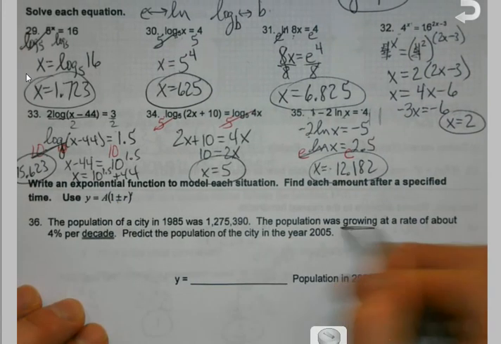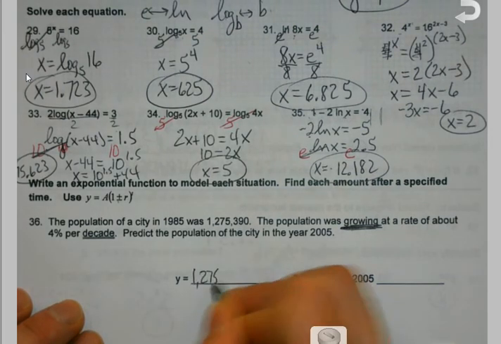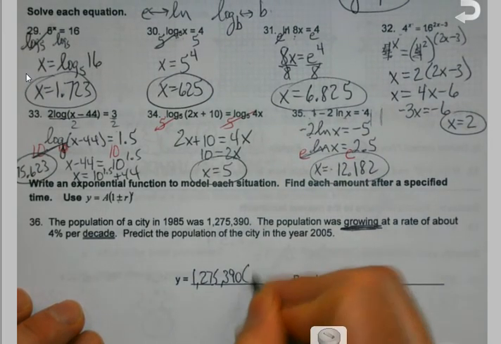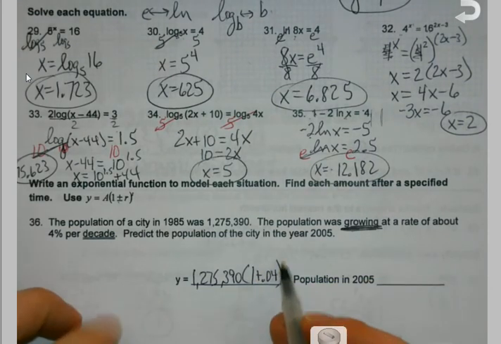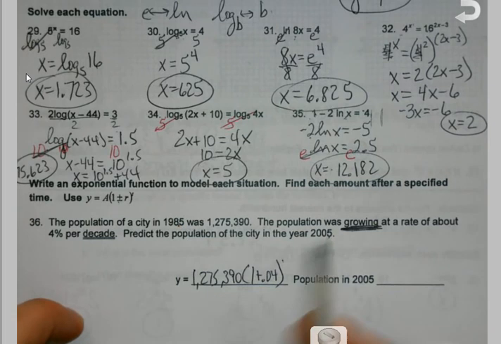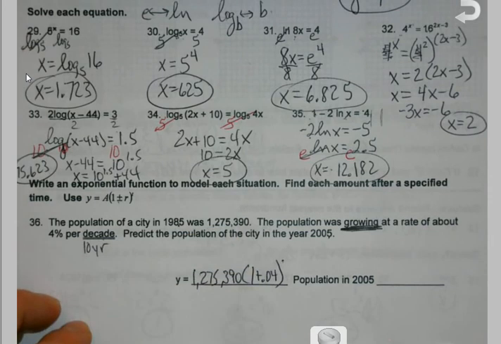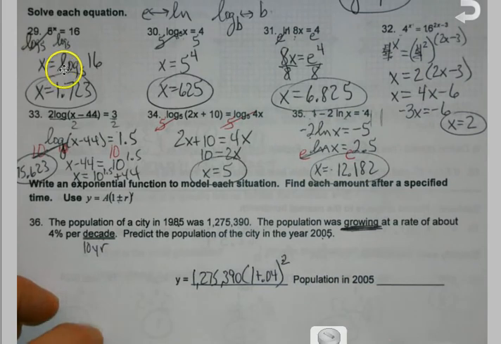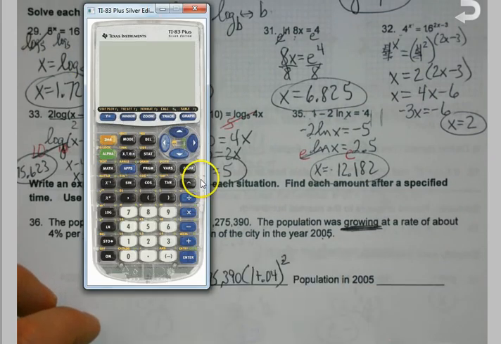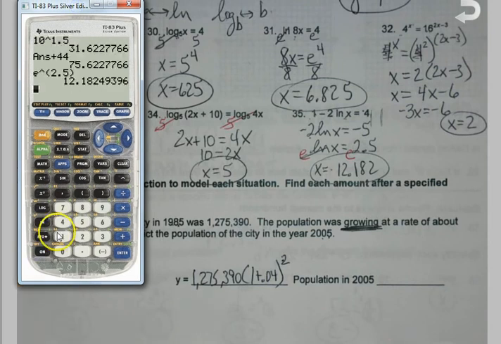Okay. Look for keywords like growing. So I start with my initial population, 1 plus 0.04, but then be careful. It'd be real easy to stick a 20 in here because you're like, well, it's 1985, now it's 2005. My time is 20. Per decade. Per 10-year period. How many 10-year periods are there from 85 to 2005? There's 2 of them. And yes, you could put this into the y equals and just scroll down to where x equals 2. But since they're only asking for the 1 bit of information, I would just type it in and get the answer.